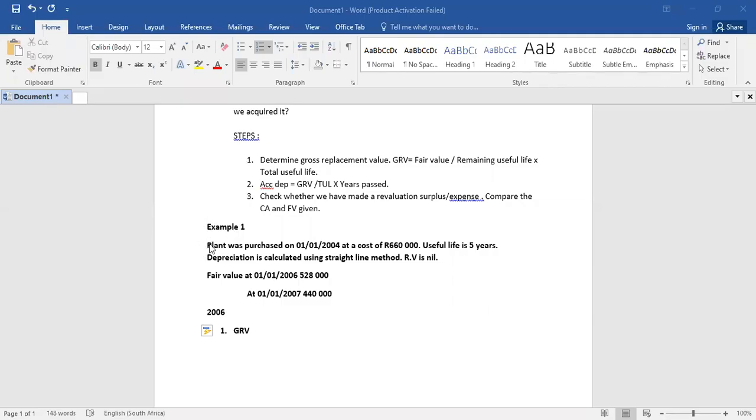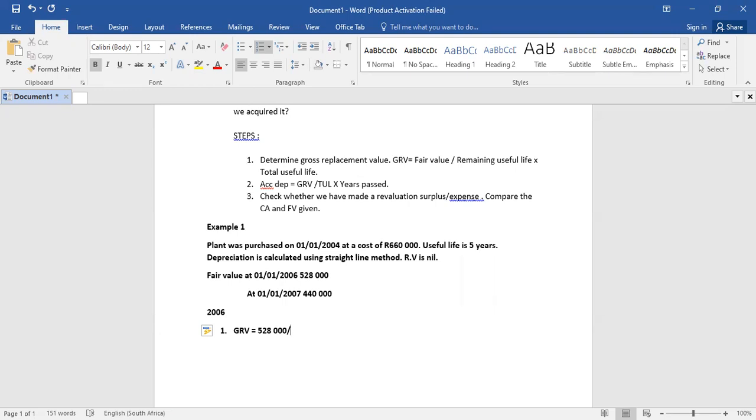Okay, now example 1, we're required to do journal entries using the gross replacement value method. Ngoba i-fair value yethu yokuqala esinayo ngo-20x6, shuthi ngizokwazi ukudetermine i-gross replacement value sizoqala ngo-2006. Sibala kanjani i-GRV? Our fair value ngo-2006 u-528,000. To calculate i-GRV, sithi fair value divided by i-remaining useful life.